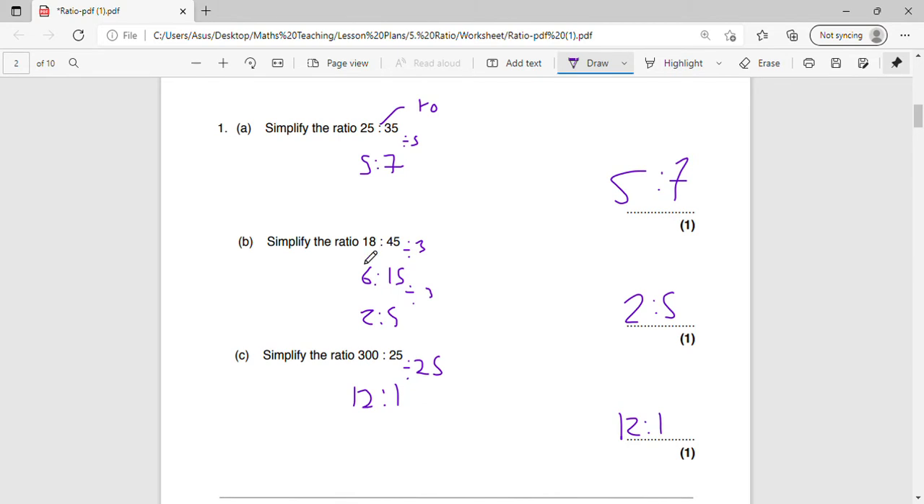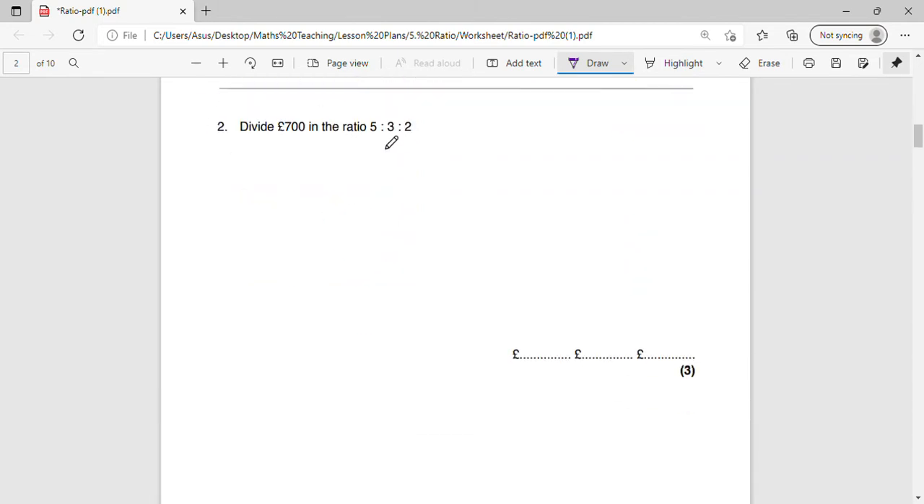Alright, let's move on to some other questions. So we've got £700 here. So we're using the English unit for money. £700, and we're dividing it into the ratio 5, 3, and 2. So we need to find out what the total units we have. So what is the total units?